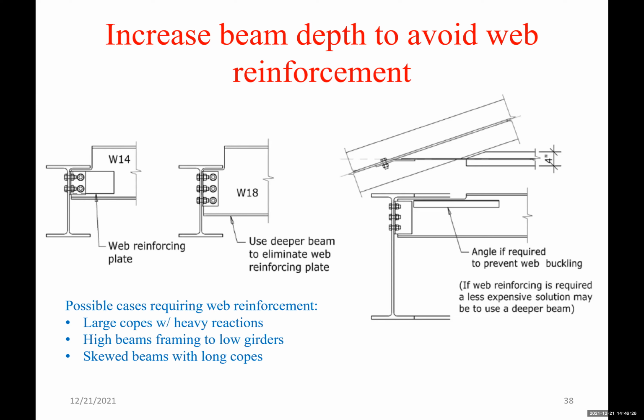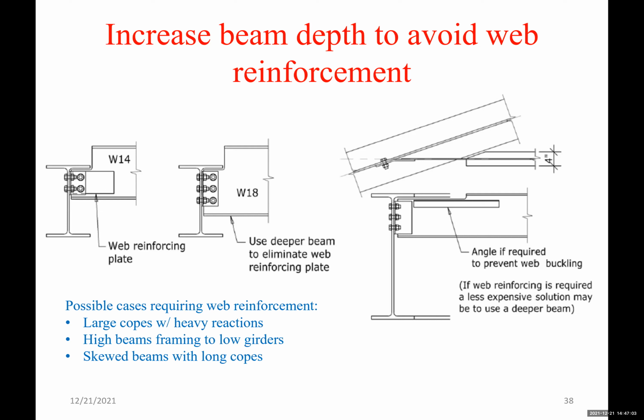So if we are using a W14 beam, then we end up with a cope, and then we end up with 2 bolts and of course a smaller, shallower web, which would require a reinforcing plate, as you can see. So instead of the W14, we can use a W18, which will eliminate the reinforcing and also will give me more room for more bolts and a stronger connection that would accommodate the load, okay?